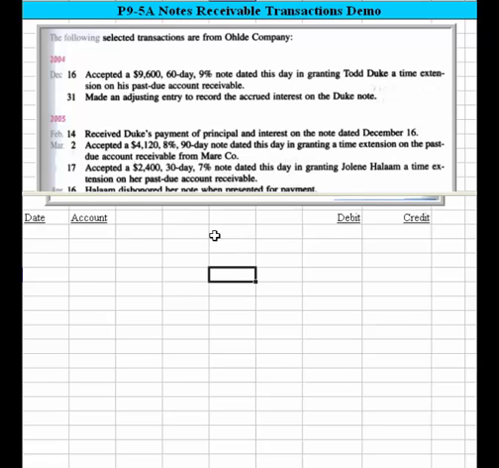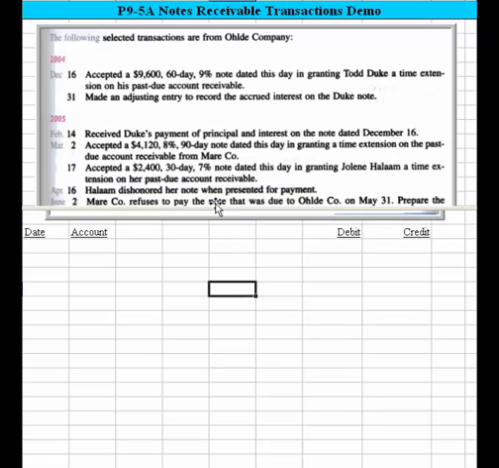Okay, so why don't we just start right here. I'll slide this down a little bit. Now, that's probably good enough. Our first transaction is on December 16th, so let's put in December 16th of year XX. And we accepted a $9,600, 60-day, 9% note dated today from Todd Duke, giving him a time extension on his past due accounts receivable.